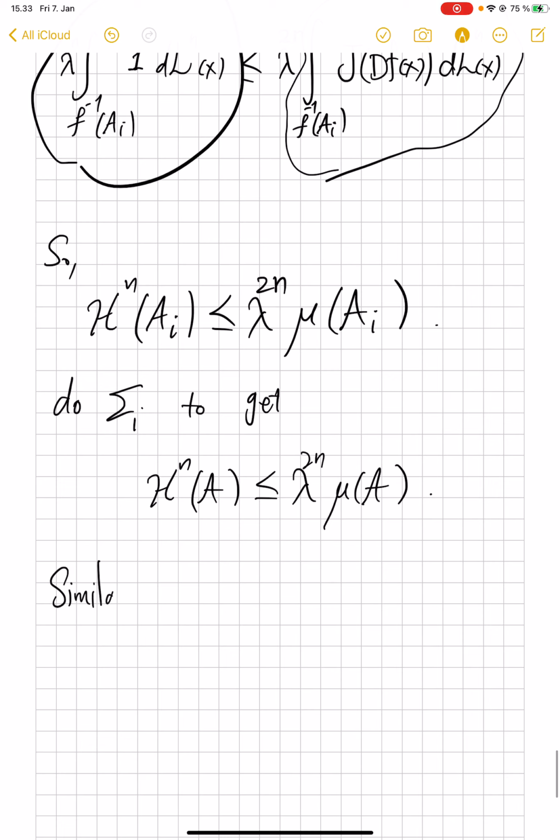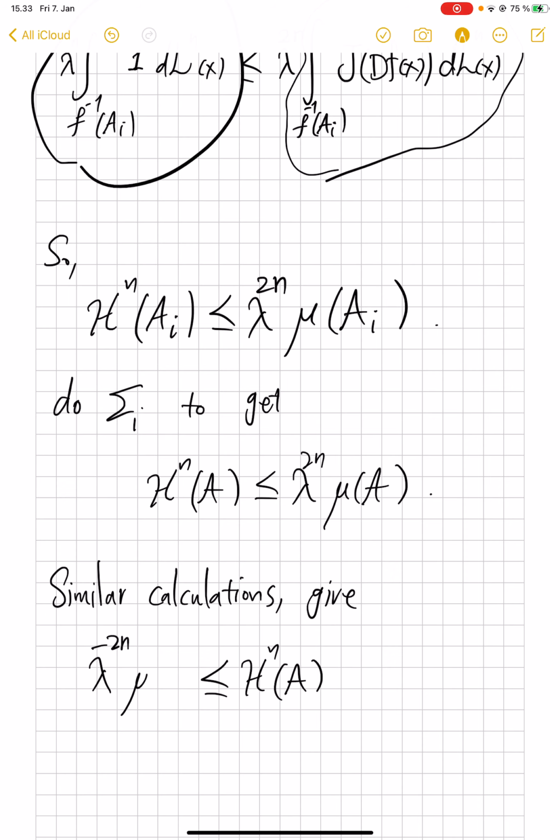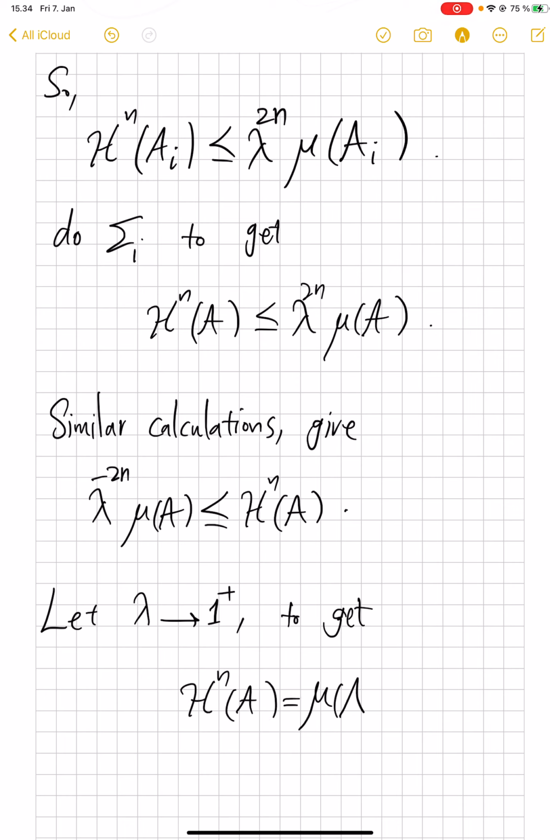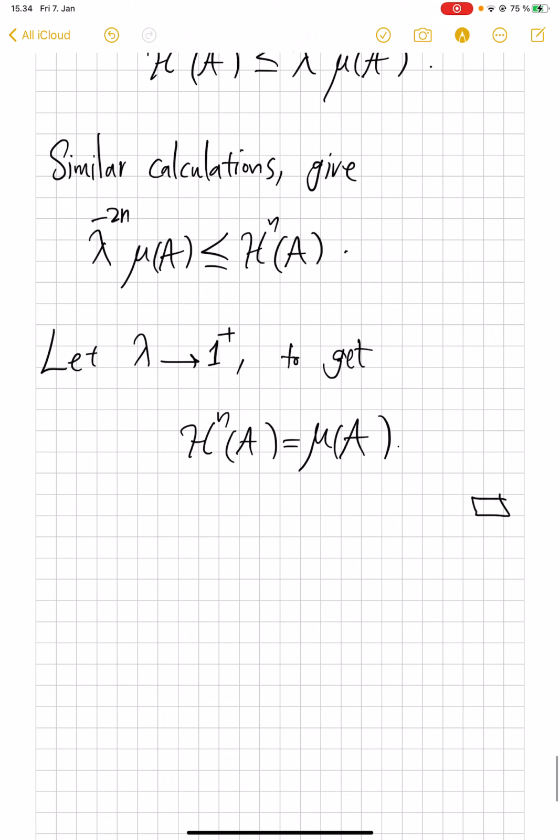Similar calculations, and I mean similar calculations, give that H^n of A is also bigger than lambda to the negative 2n times mu of A. What you do then, because lambda is arbitrary, let lambda descend down to 1 to get that H^n of A equals mu of A. And that's the end of the proof of the lemma.